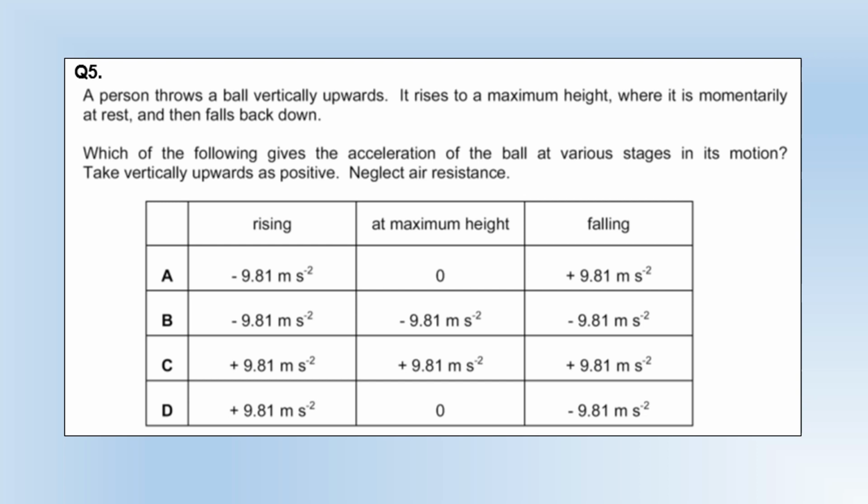Okay, so while a ball is in the air, its acceleration is going to be minus 9.81 if we're ignoring air resistance. So we can just select option B. As long as it's not in contact with the ground and as long as there's no air resistance, we know the only force is the weight force, therefore its acceleration is minus 9.81.